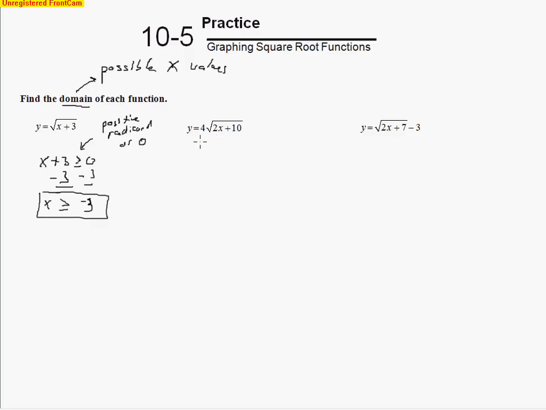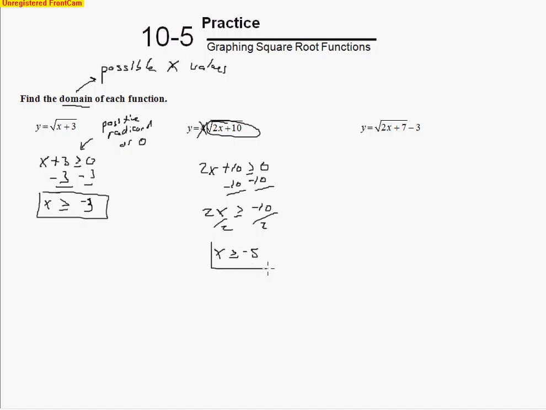So we do the same thing. So again, this extra 4 here doesn't really affect the problem when I'm trying to find the domain. All I care about is the work underneath the radical sign, the radicand. And I'm going to set that radicand greater than or equal to 0. So I go ahead and subtract the 10 from all sides. So I've got 2x is greater than or equal to negative 10. Dividing by 2 gives us our answer. X is greater than or equal to negative 5.